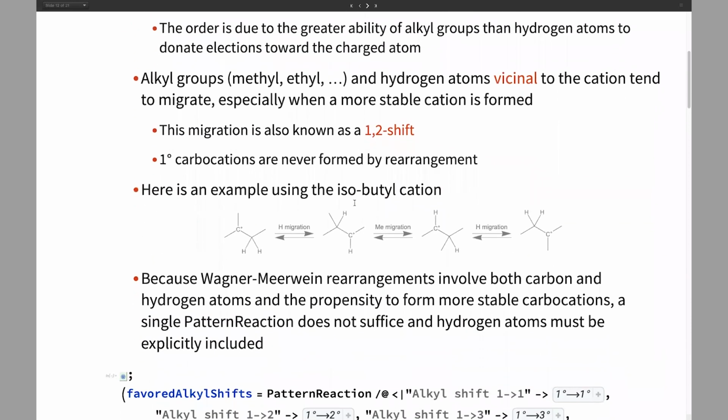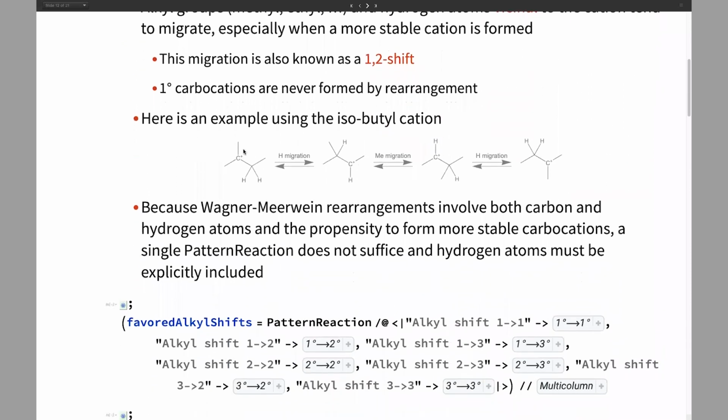Okay. So here's an example of doing a couple of migrations in a row. Hydrogen migration. One of these hydrogens migrates here, and there's the hydrogen that's migrated, and now the charge is here. And now I can migrate the methyl group here over to here, and the charge goes back. And then I can migrate this hydrogen there, and now I've got 2 hydrogens here, and the charge is over at this end.